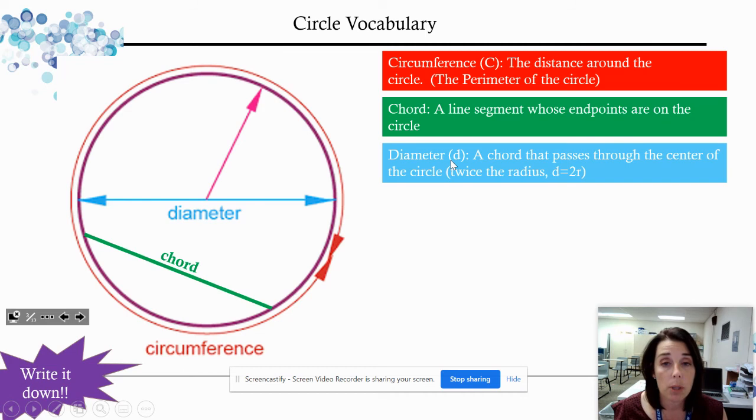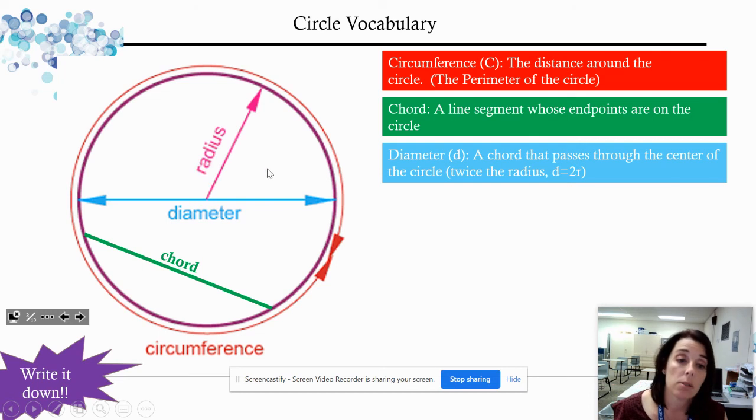So diameter, when you see that one in an equation, it's going to have this little d. Anywhere you see little d in an equation, when we're talking about circles, is referring to the diameter. It's a special chord. It passes through the center of the circle. It's directly connected to the radius too, and we'll talk about that in a second. But basically, the diameter is just 2 of the radius.